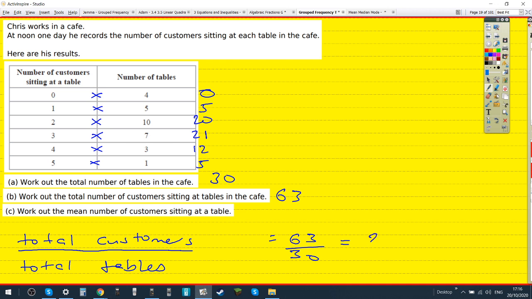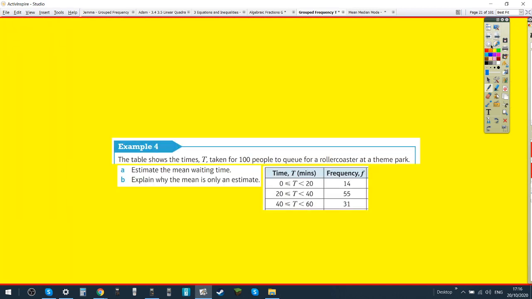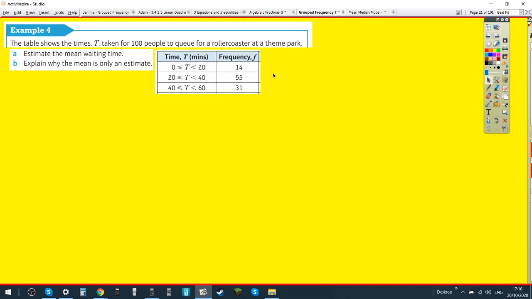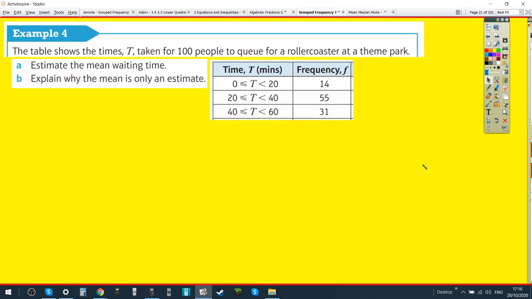Two point one. Well done. So on average, there is 2.1 customers per table. So it's basically total customers divided by total tables. Any questions about that? Okay. Now we have this one. Any idea how we go about this?